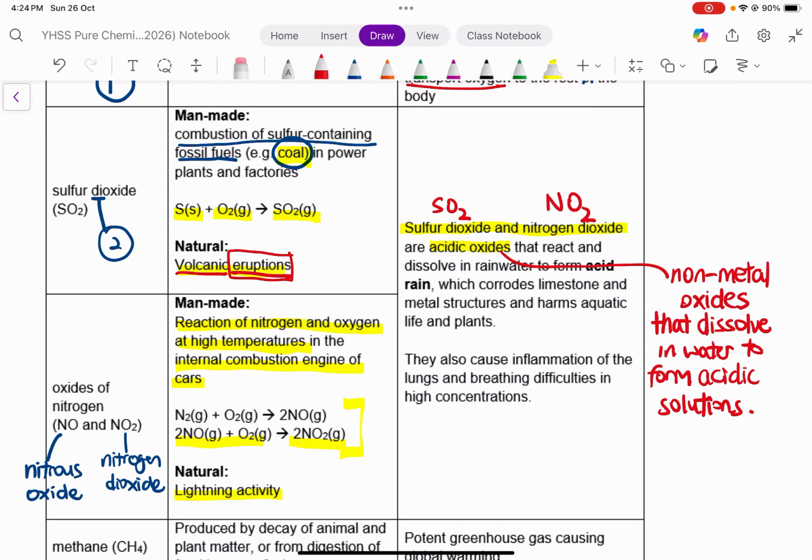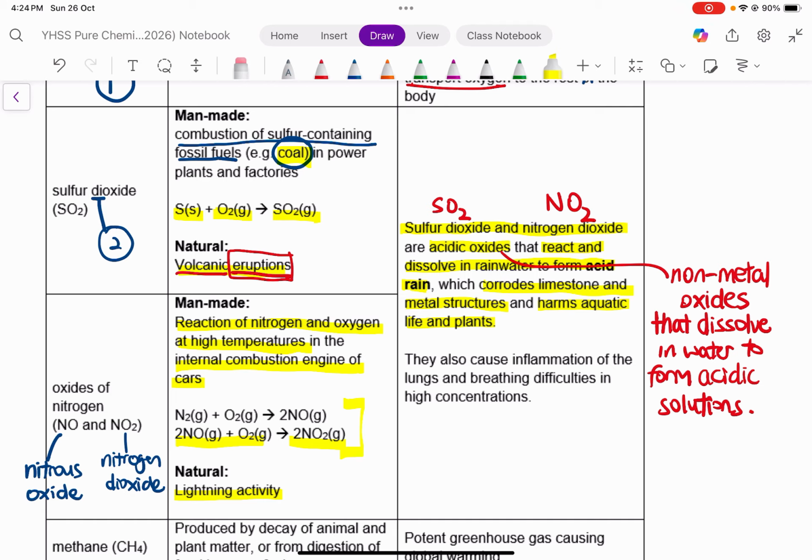Okay, and this is crucial because they are able to react and dissolve in rainwater to form acid rain. Okay, so the rain that falls from the sky becomes very, very acidic. The pH value can be as low as 3. Okay, and this is very harmful because it corrodes limestone and metal structures, and it will damage or harm aquatic life and plants if the acid rain enters the rivers, lakes, and seas.